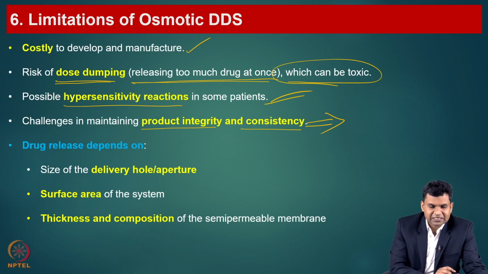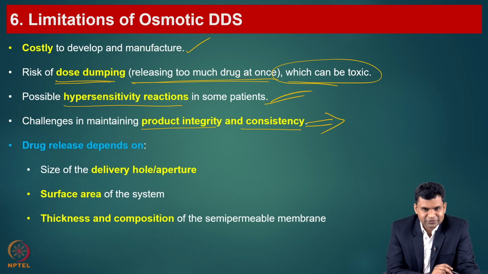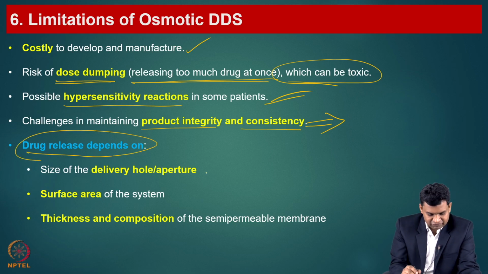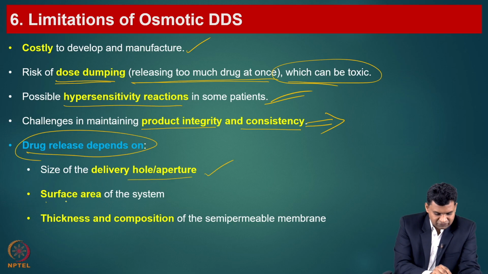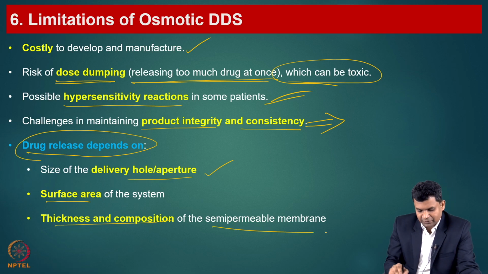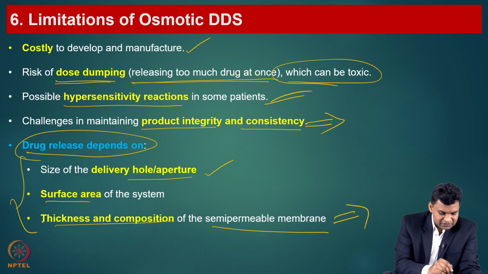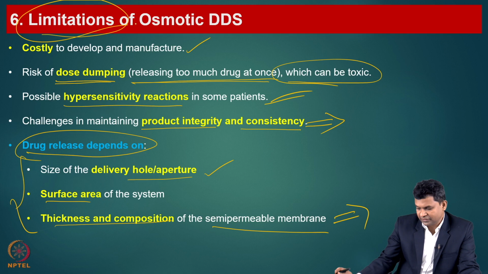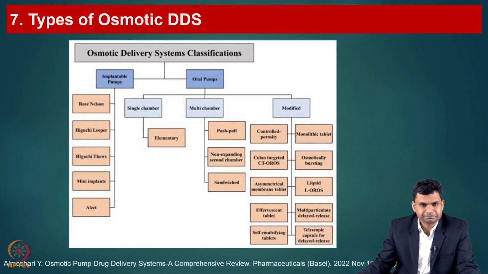So, challenges in maintaining the product integrity and consistency are also one of the major limitations of osmotic drug delivery systems, because the release depends on so many factors: the size of the delivery hole or aperture or orifice, and also the surface area of the system is very important, and the thickness and composition of the semi-permeable membrane will also affect the release. So, all these factors lead to the limitations of osmotic drug delivery systems.